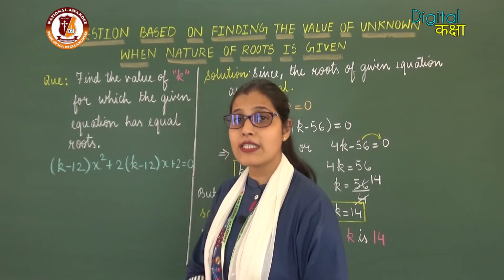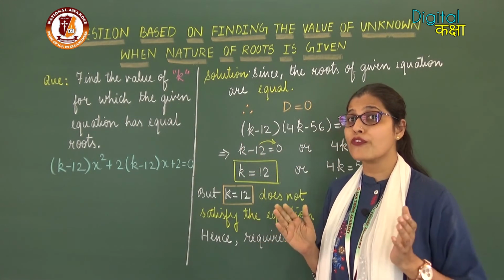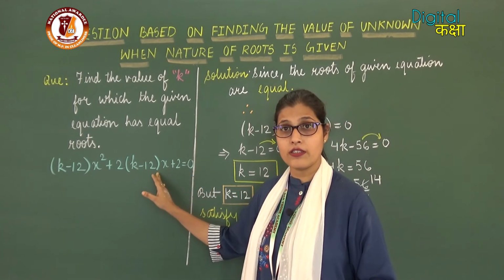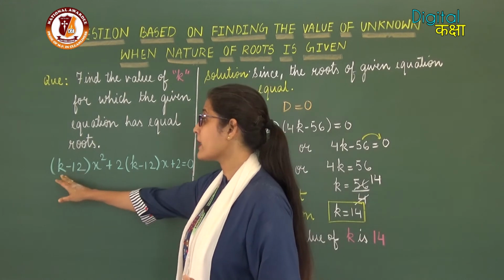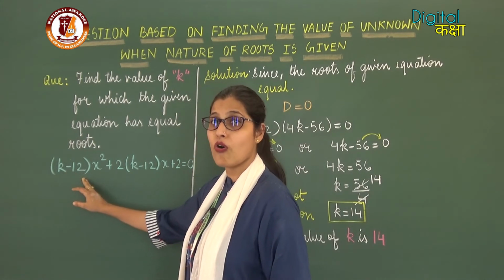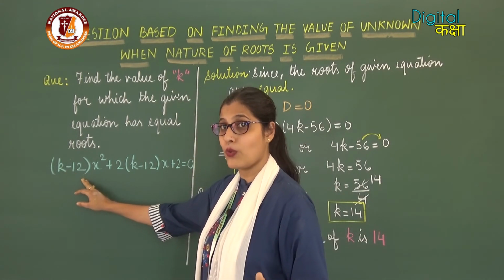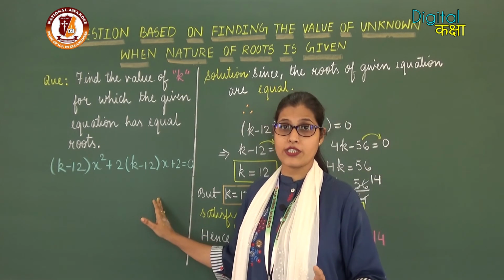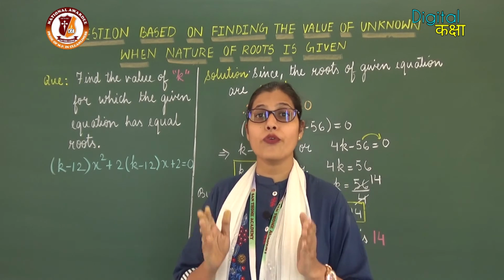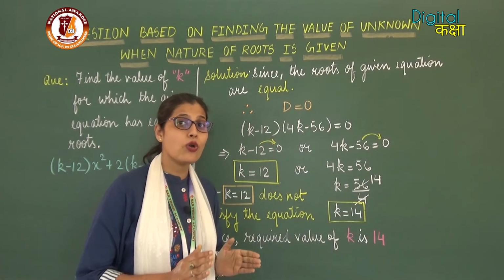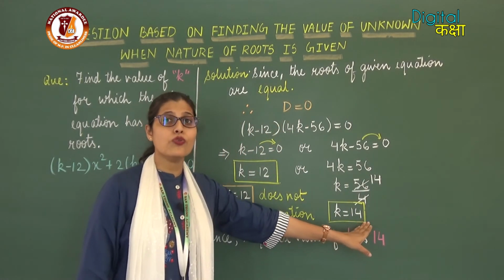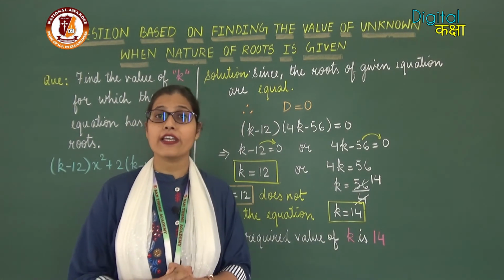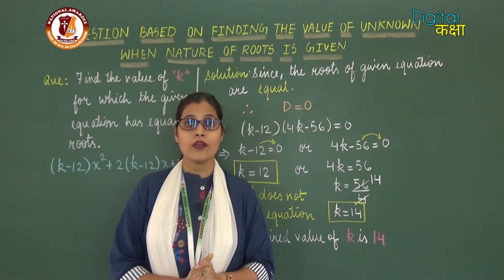Now, when we will be substituting the value of k equal to 12 in the given equation, then we will be getting the coefficient of x² as 0. So, it does not satisfy the given equation. Therefore, we will be considering the value of k equal to 14. Hence, the required value of k is 14.